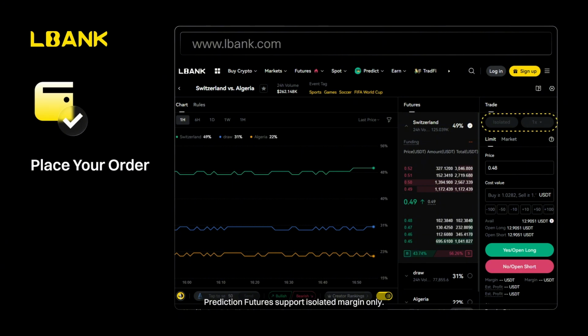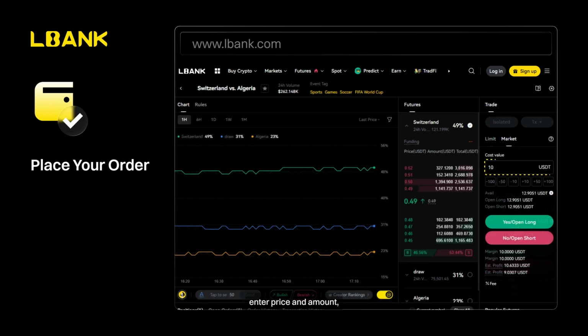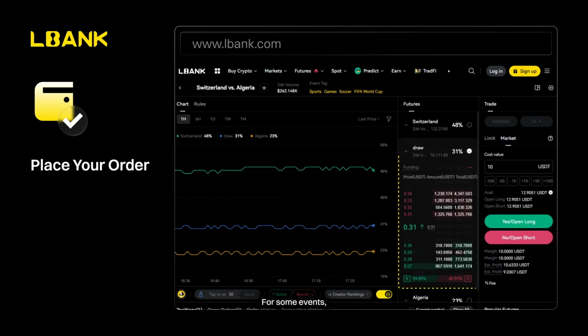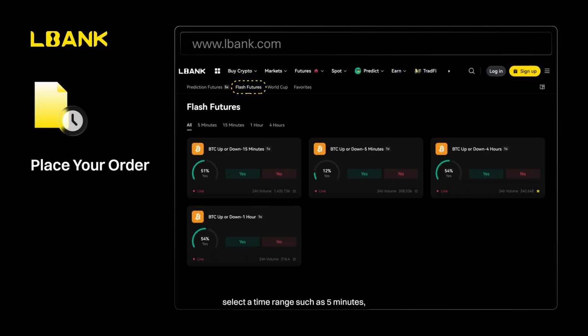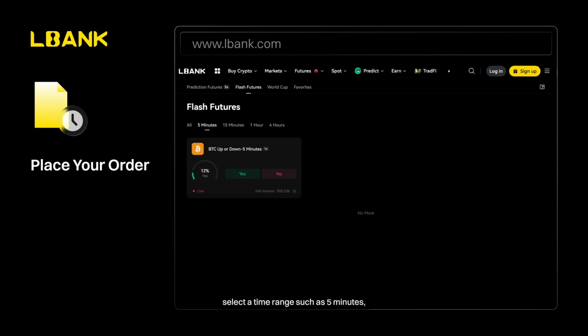Prediction futures support isolated margin only. Select a limit or market order, enter price and amount, then choose long yes or short no. For some events, draw may also be available. For flash futures, select a time range such as 5 minutes, 15 minutes, 1 hour, or 4 hours, then choose an event card and place your order.